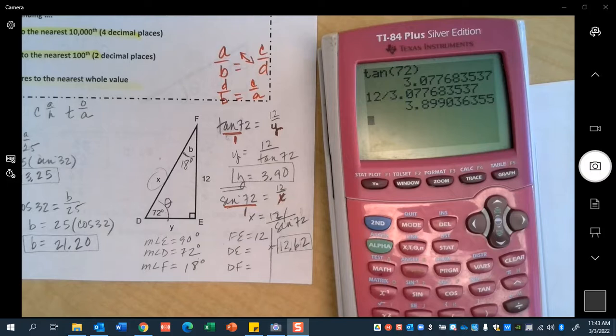Oh, what did you? I was going cosine. I'm not going to use cosine because cosine asks that I use my adjacent and my hypotenuse, and I don't have either of those yet. Oh, okay. Sorry. I was looking at mine. Yep.